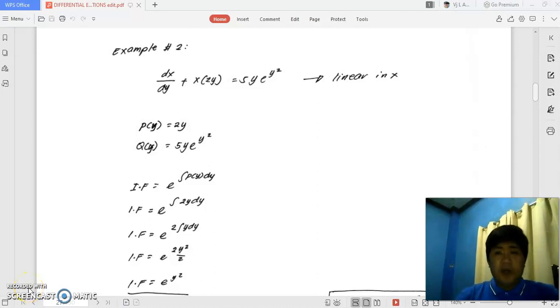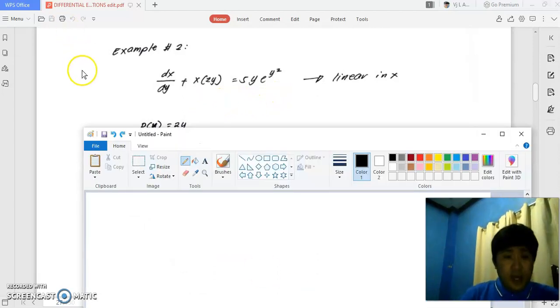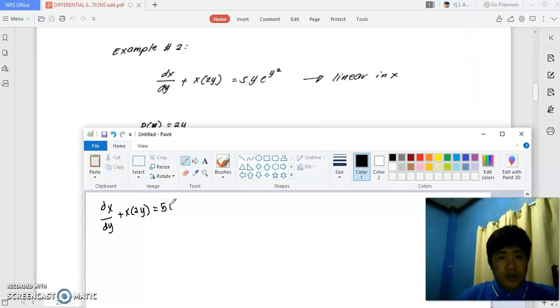Okay, our next example is already in the standard form. This standard form is linear in x because we have dx over dy, and we have our p of y and q of y. So what we need to do here is just to solve this one. Let's copy the given: dx over dy plus x 2y equals 5y e raised to the power of y squared.